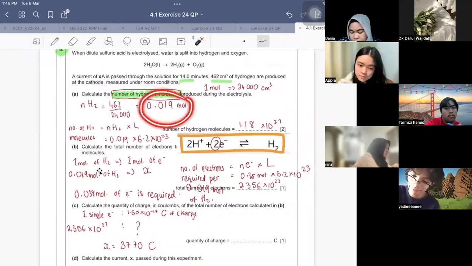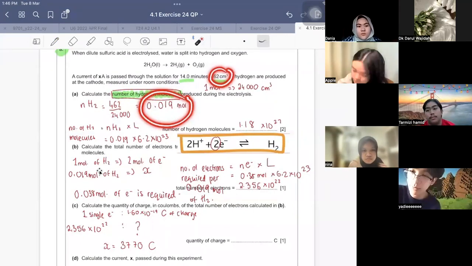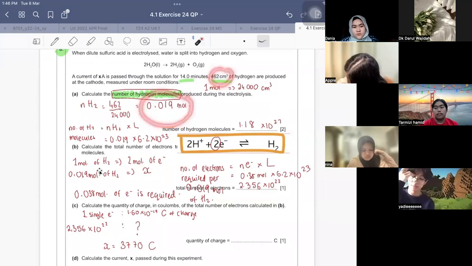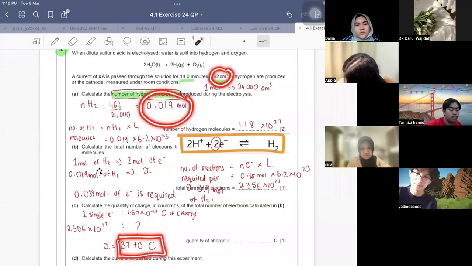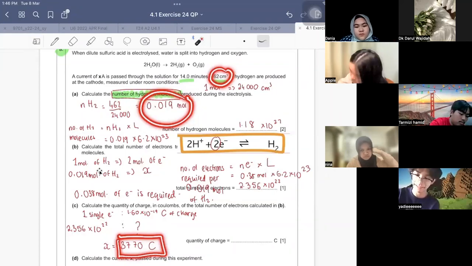All right, now if you go back, that means to produce 0.019 mole of hydrogen, which is 462 centimeter cube of hydrogen, the charge required to produce this much is 3770 coulombs.